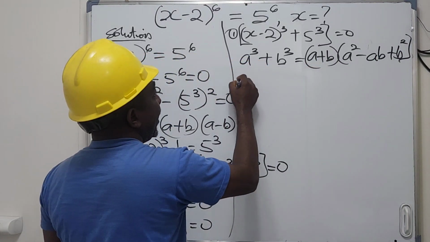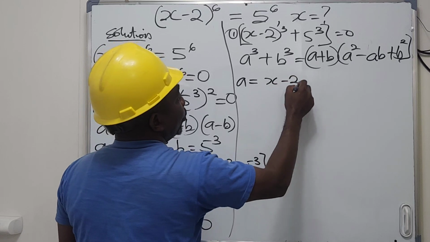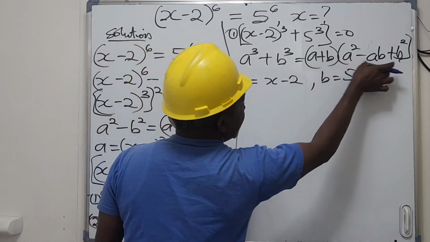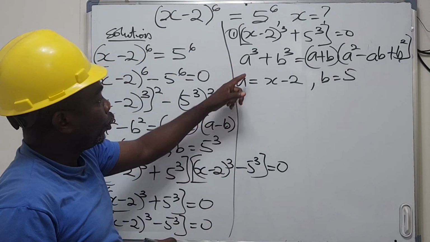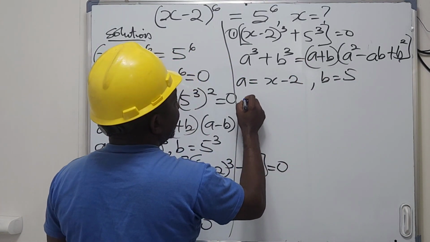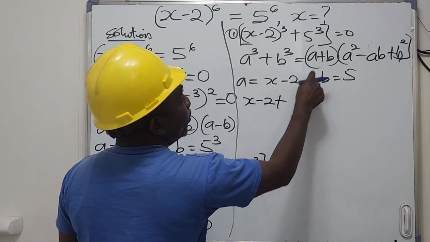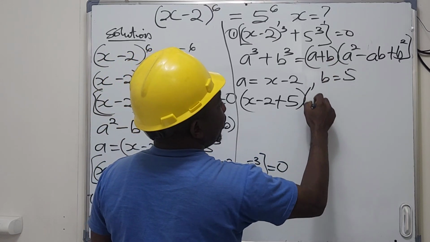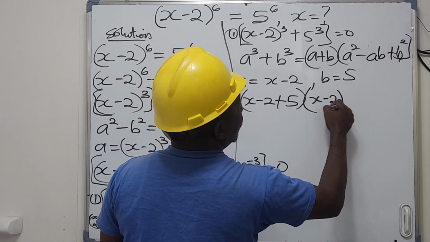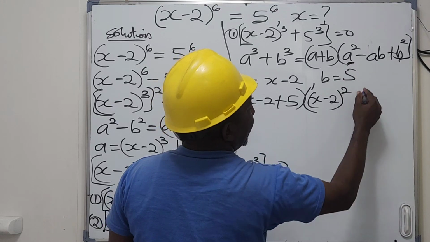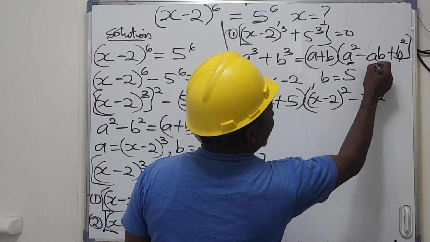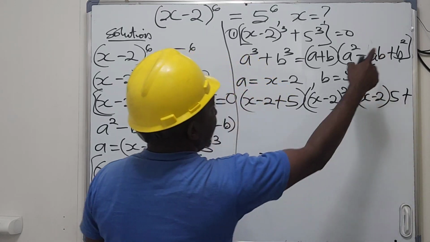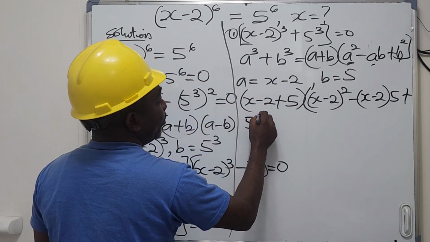In this case, our a equals x − 2, then our b equals 5. We need to substitute this parameter in this solution of addition of two cubes. So that will give us, for a here we have x − 2, plus, then for b here we have 5. That is for the first parenthesis. The second one, we have (x − 2)^2, this for a, then we have minus (x − 2) times 5, that is for b, then we have plus, then b is 5^2.